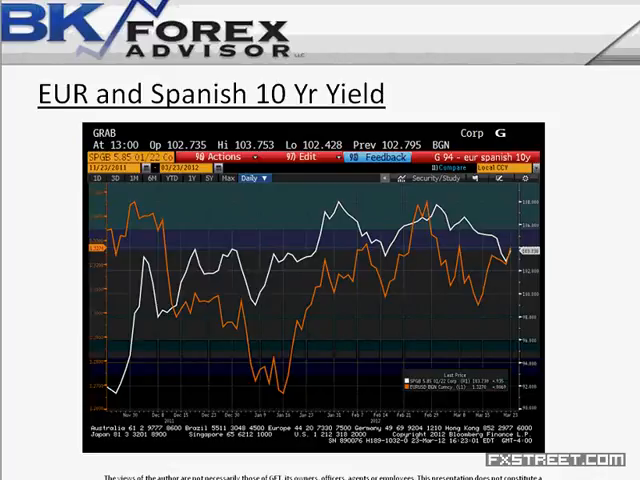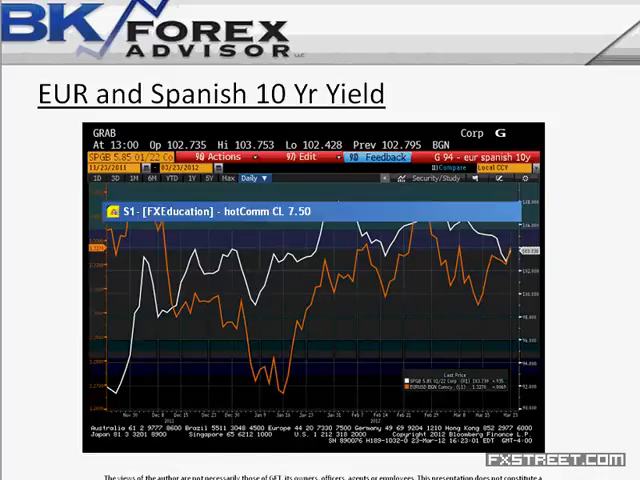So this second chart here shows you the relationship between the euro dollar, which is the orange line, and Spanish 10-year bond yield. This is something that people have been watching really closely. This chart goes from December 2011 to present, and it goes in and out in terms of its importance to the euro dollar. If Spanish yields are steady or falling, it doesn't really impact the euro dollar all that much. Only when Spanish bond yields soar does it pose a risk for the euro dollar.